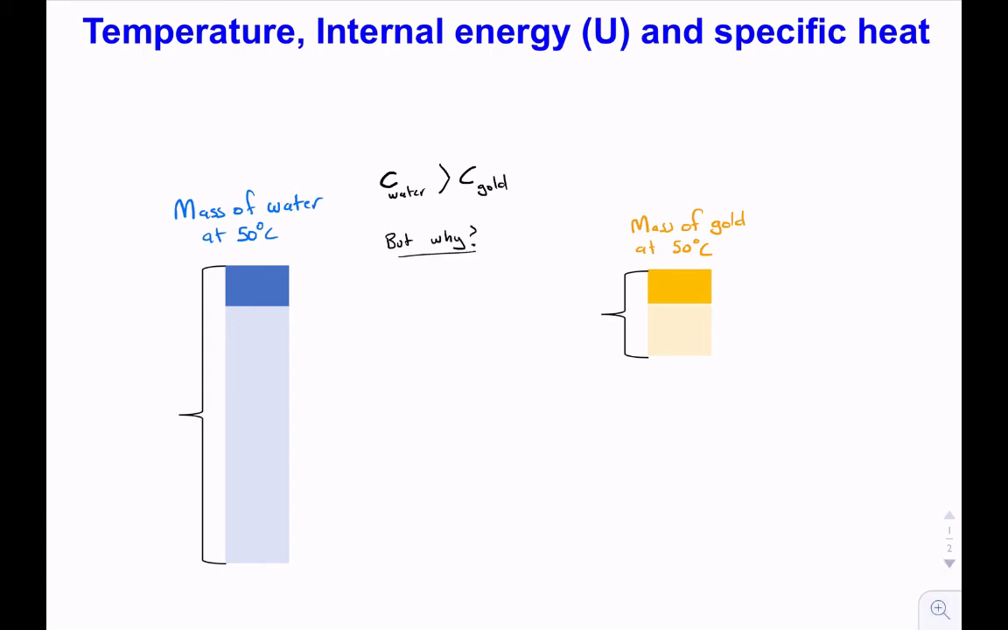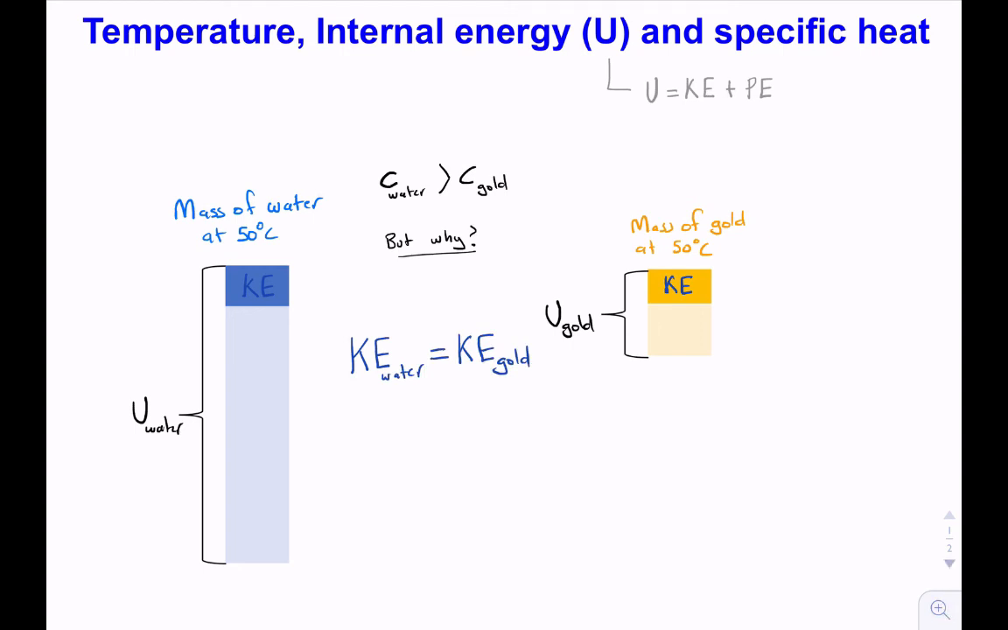Looking at this schematic representation of the internal energies U of water and gold, we can start to understand. Remember that internal energy equals the sum of the kinetic energy and the potential energy. Let's look at the kinetic energy component of the water and the kinetic energy component of the gold. You will notice that they are the same. This makes perfect sense as the two substances are defined to be at the same temperature.